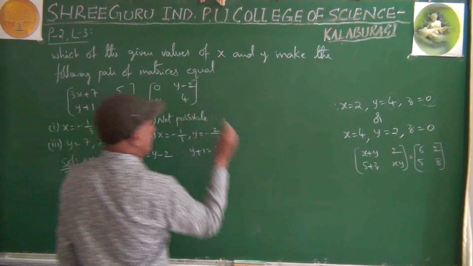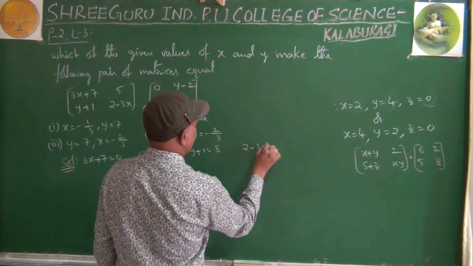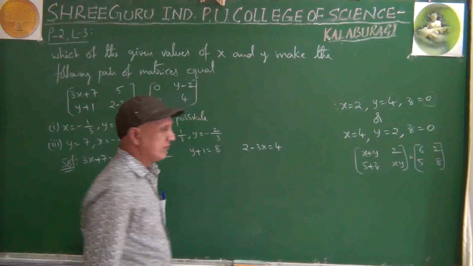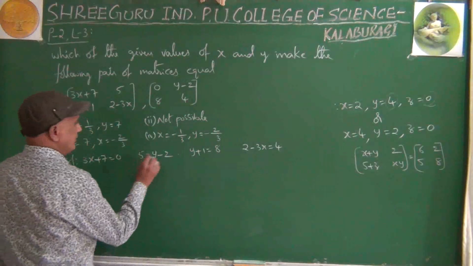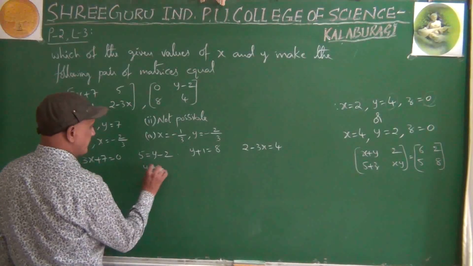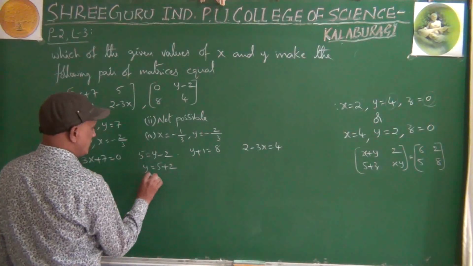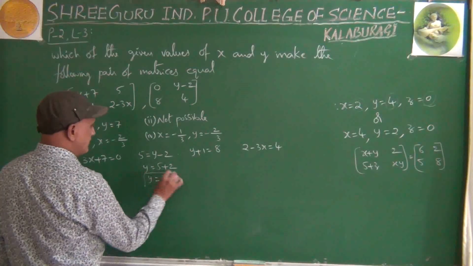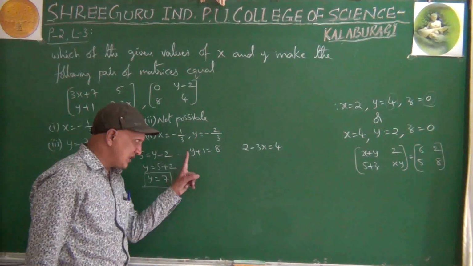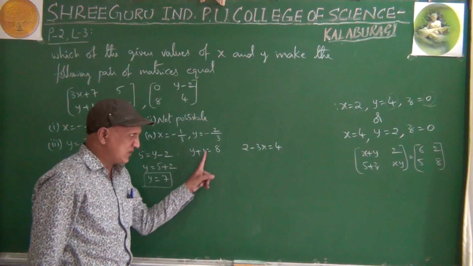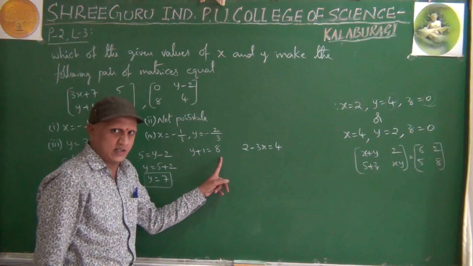2 minus 3x equal to 4. Right? Let us simplify. y equals 5 plus 2, y equal to 7. Very good. If we put y value 7 here, 7 plus 1 equal to 8, it is correct.